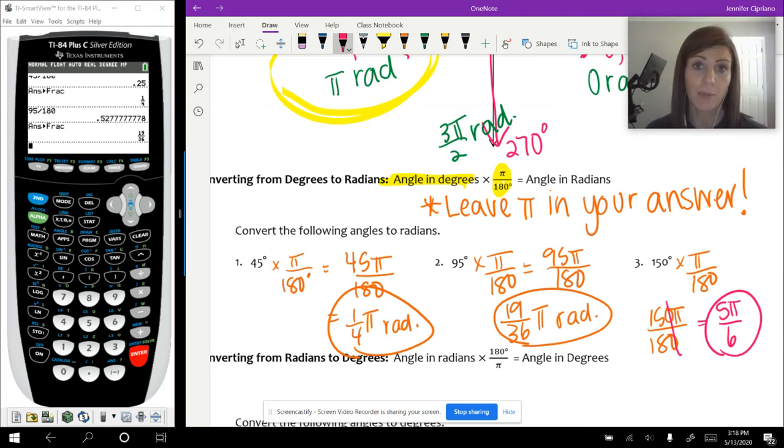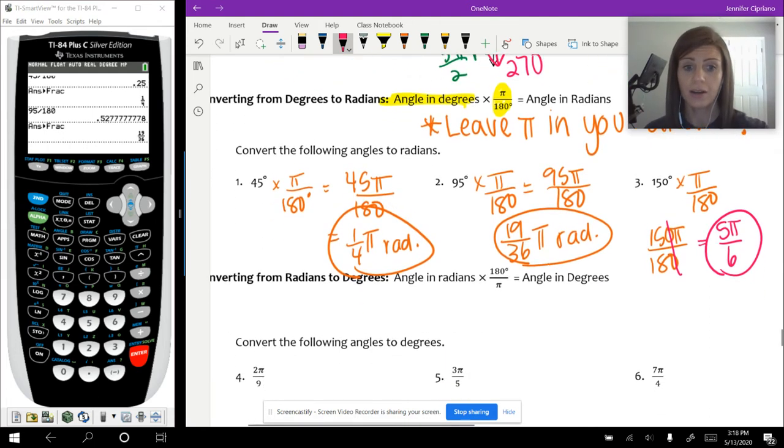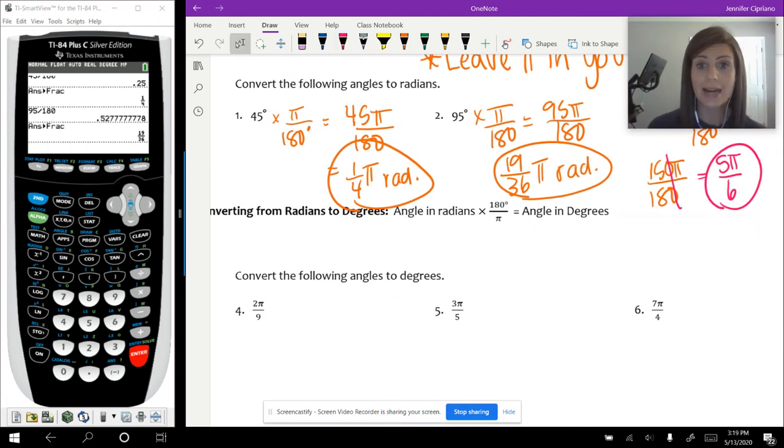Okay, so to convert from degrees to radians, very simple. You just multiply by pi over 180. To go the opposite direction, to go from radians to degrees, we're going to flip that conversion factor. So we take our angle in radians, and this time we're going to multiply by 180 degrees over pi. And something kind of nice is going to happen with these.